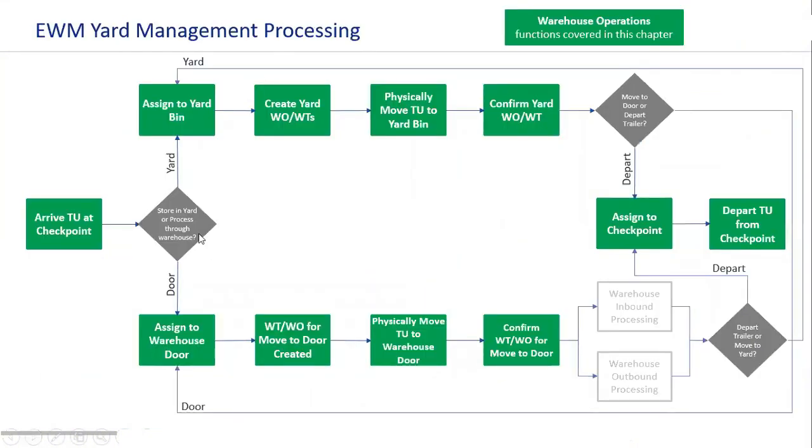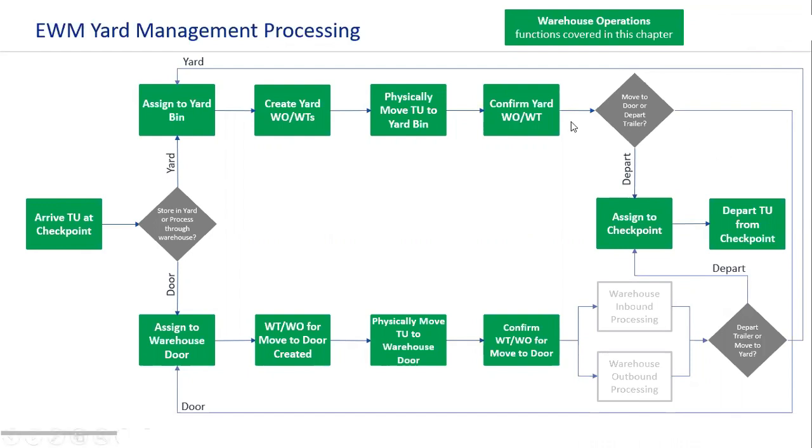So just a high overview of the process. The TU arrives at the checkpoint, and then is it going straight to a door or is it going into the yard? If it's going into the yard, you'd assign it to a yard bin. And on the RF, you create the task, physically move it on the RF gun, and then just confirm that it's in the yard. And then when you're looking at your warehouse monitor, you'd see which transportation units were sat in the yard. So I suppose for inbound deliveries of raw materials, if you had stuff in the yard, you'd have visibility, because the inbound delivery will be assigned to the transportation unit that's arrived.